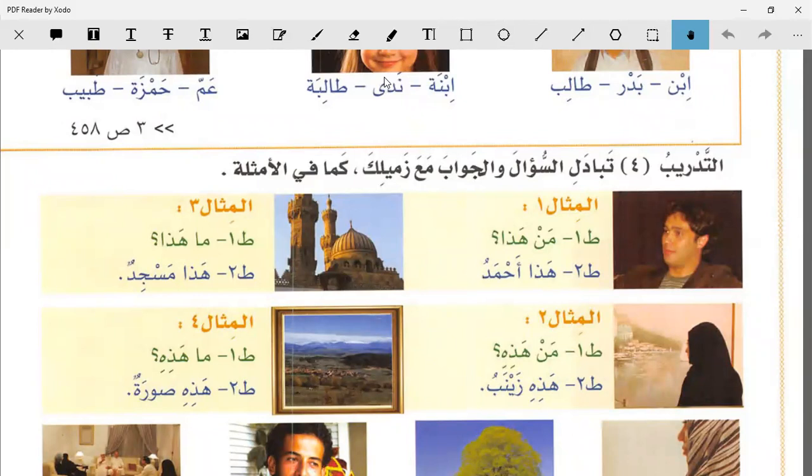So for human beings, for angels, and for jinn, we use man. In simple words, you can say for human beings, we use man. For animals and for things, we use ma. So in the next picture, we have ma hadha. What is this? Hadha masjid. This is masjid. Example four: ma hadhihi? What is this? Hadhihi surah. This is a picture. So for human, you will use man, and for things, you will use ma. For animal, you will again use ma. So I need two students here. Raise your hand.